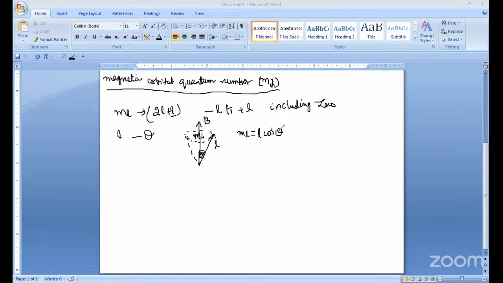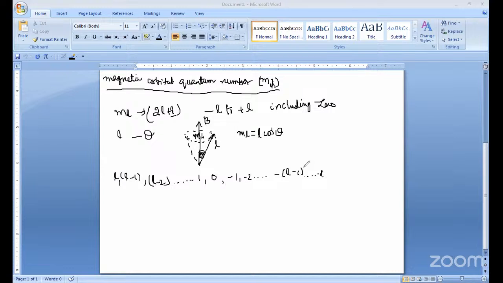Since mL has to be an integer and cos theta never exceeds unity, that means the maximum value of cos theta is 1. The permitted values of mL are from minus L to plus L in steps of one: L, L minus 1, L minus 2, and so on, down to 1, and it includes 0 also. It also takes negative values like minus 1, minus 2, and so on, up to minus L.